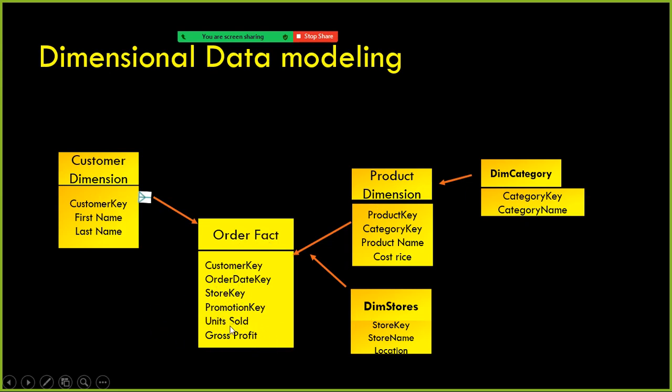What do you mean by fact? Numeric values: units sold, gross profit, gross revenue, and cost of goods sold. So these are all numeric variables, quantitative variables, right? Since we call them measures, facts or measures. So the fact table will consist of the combination of the key columns from all the surrounding dimension tables, and also it will have the measures in it. With these measures, we can capture all the KPI related requirements.